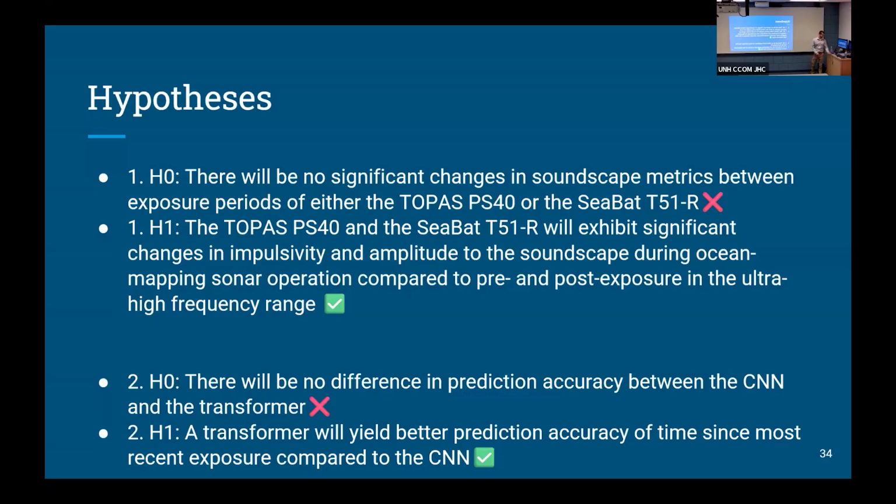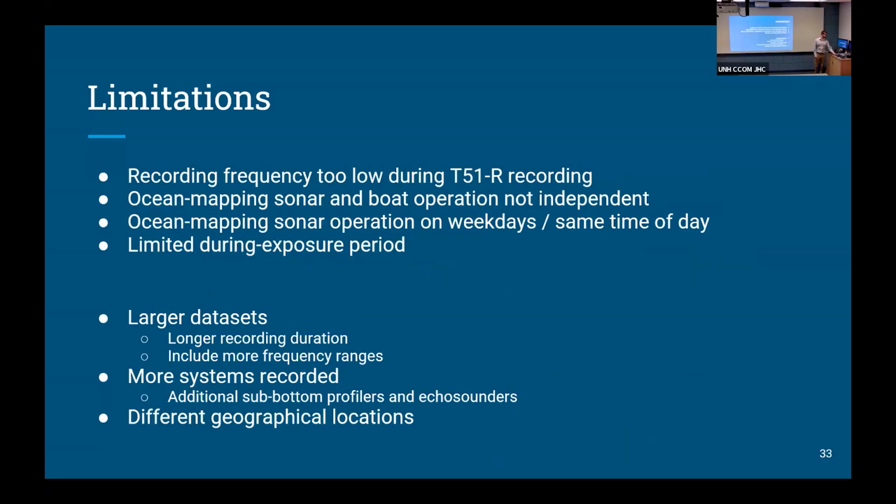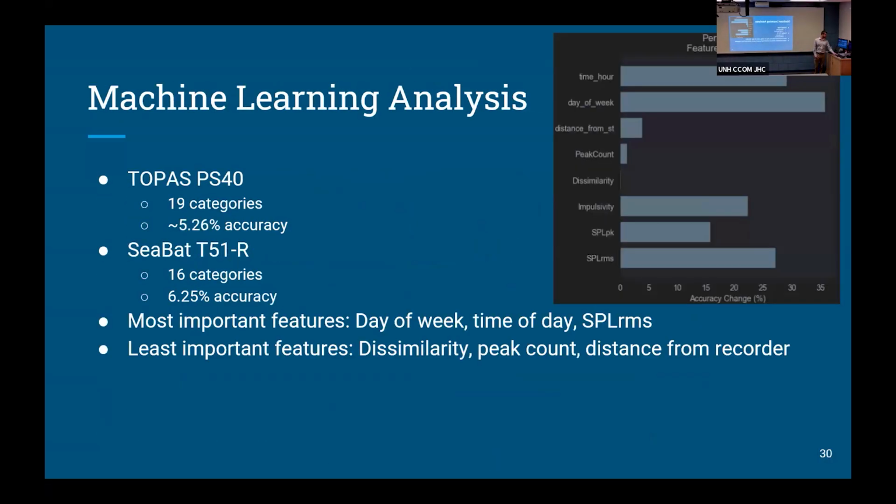Can you back up? You had a slide with the different importance parameters. Oh yeah, this one. So there's the dissimilarity, impulsivity, sound pressure levels, and peak count. Those are the metrics we were talking about putting in as input. The other ones, the time, the day of the week, and the distance the ship was from the recorder at that minute, it's not clear to me.